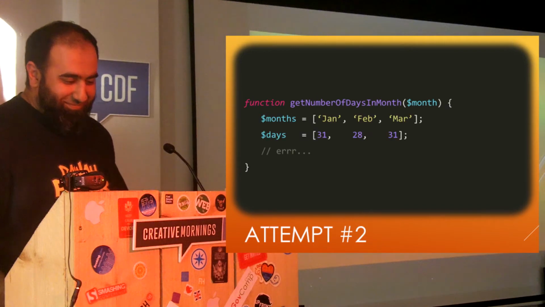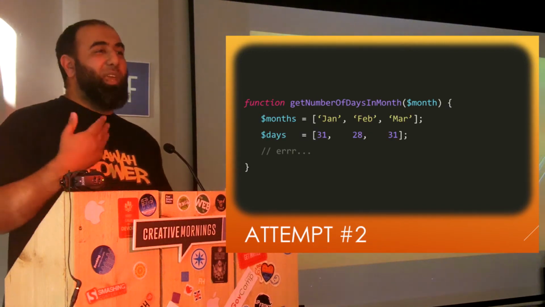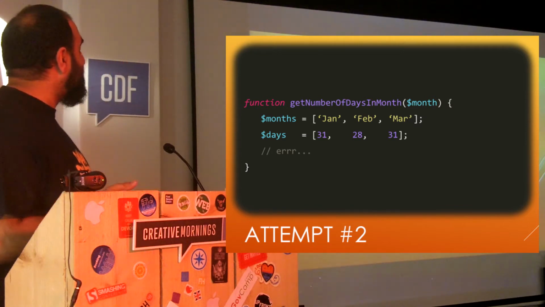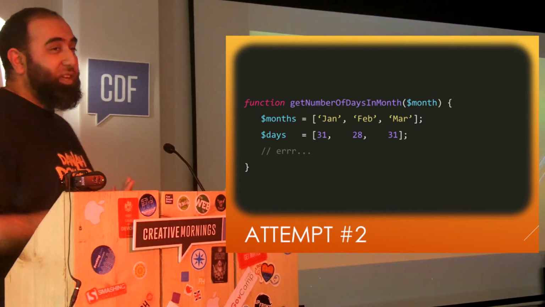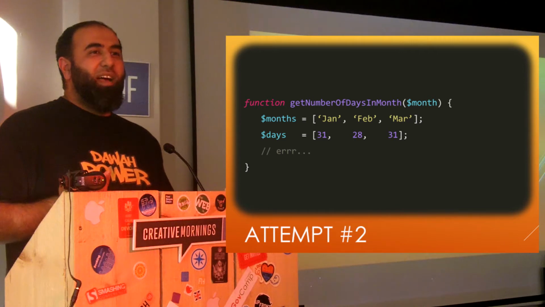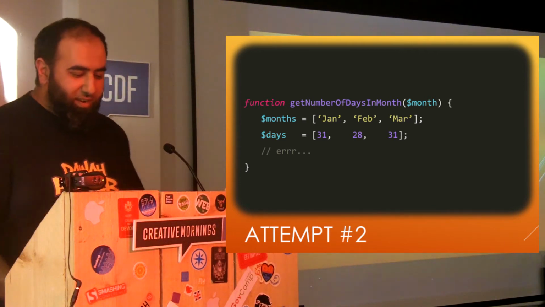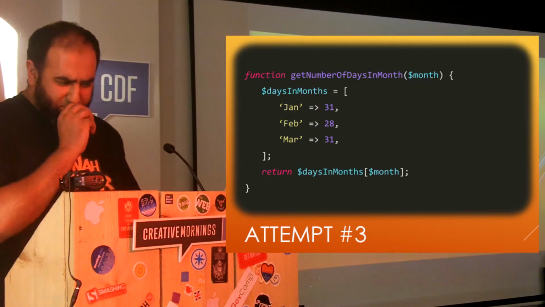The next person decided, okay, fine, arrays are the way to go. They constructed two completely separate arrays, one for the month and one for the days in each month, and then somehow got stuck on how to combine the two together. Again, unfortunately not a very good start.